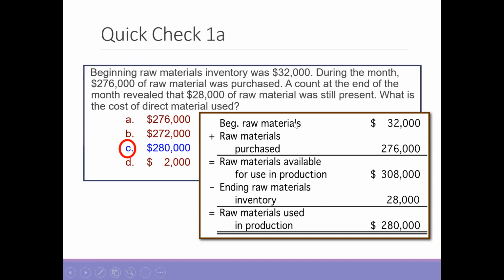Excellent. So we start with 32, we add our 276. We see what's available. We show our ending inventory, and the rest have been moved to work in process, our materials used in production. Okay.